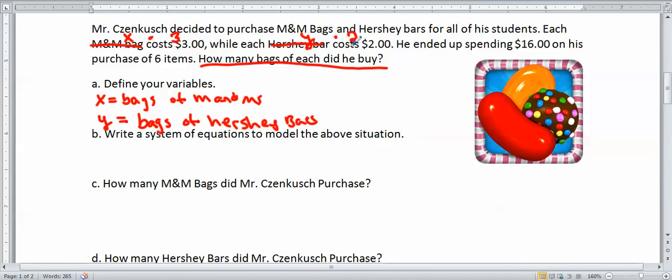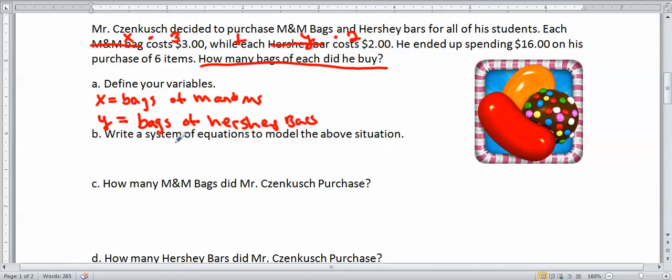Okay, so that's part of it. And then it says I ended up spending $16 on my whole purchase. So I bought this and this. So when I say and, I bought those two things together, the total cost, I'm going to have to add it up.